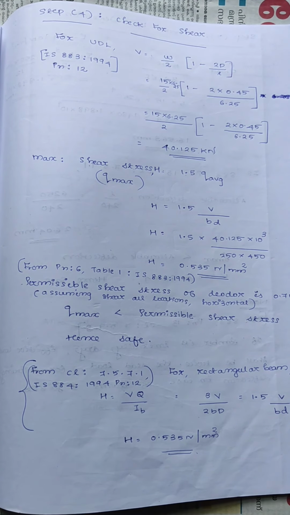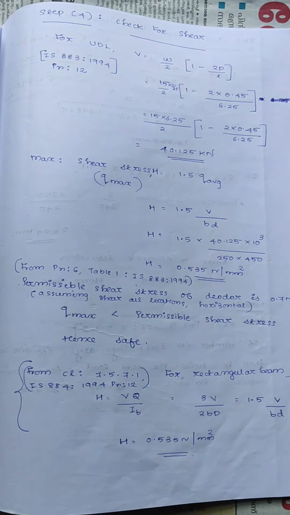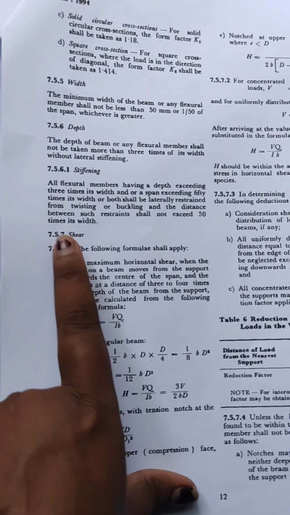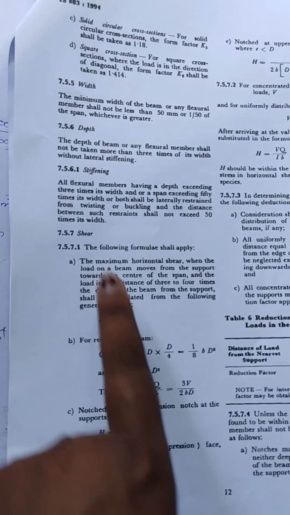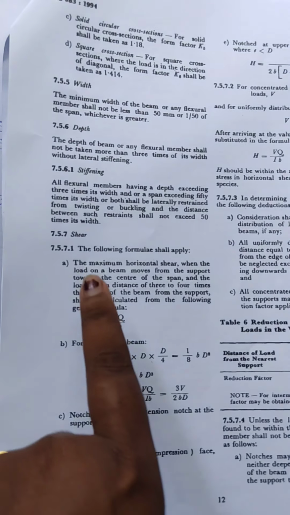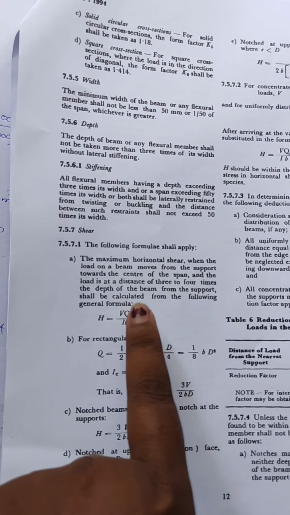So next is step 4, check for shear. For shear also, all the equations we are taking from IS code. So this is the IS code. Here this is clause 7.5.7. They detail about the shear. So here the maximum horizontal shear can be found out by using the equation H is equal to VQ by IB.